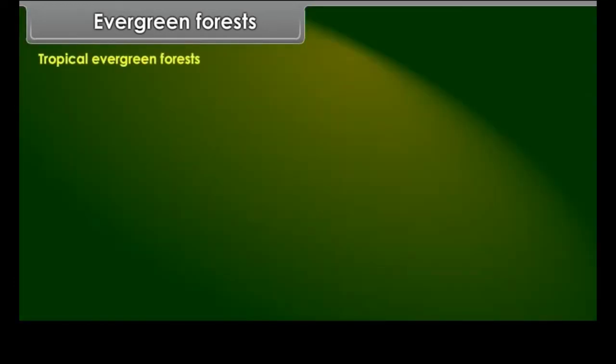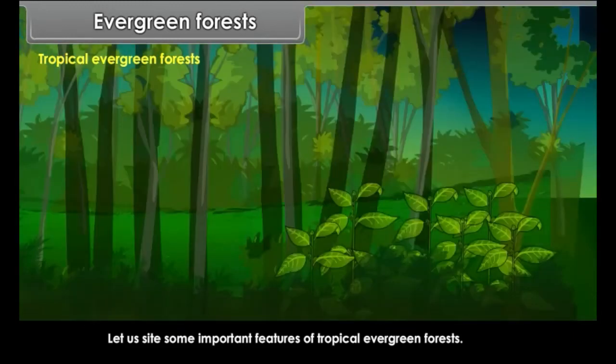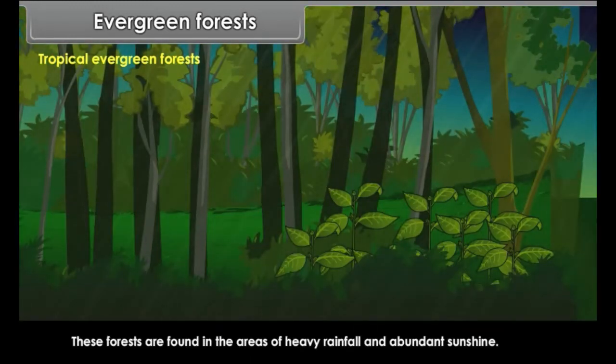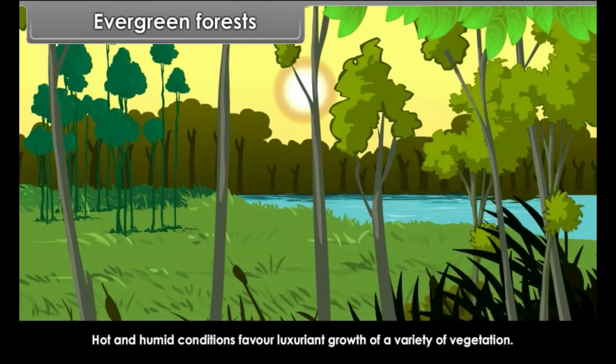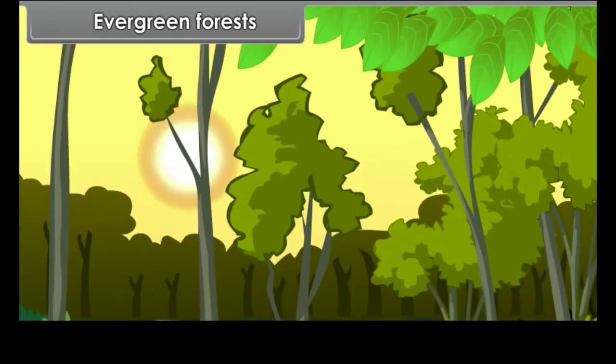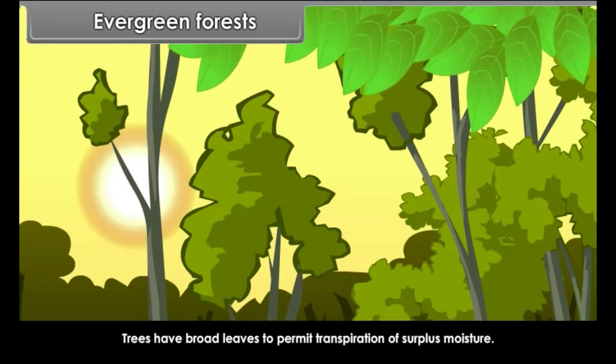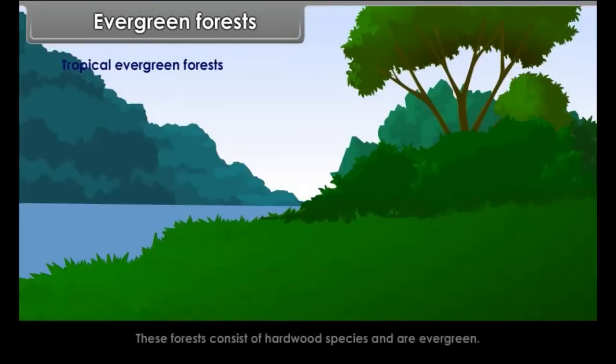Tropical evergreen forests. Let us cite some important features of tropical evergreen forests. These forests are found in the areas of heavy rainfall and abundant sunshine. Hot and humid conditions favor luxuriant growth of a variety of vegetation. Trees have broad leaves to permit transpiration of surplus moisture. These forests consist of hardwood species and are evergreen.